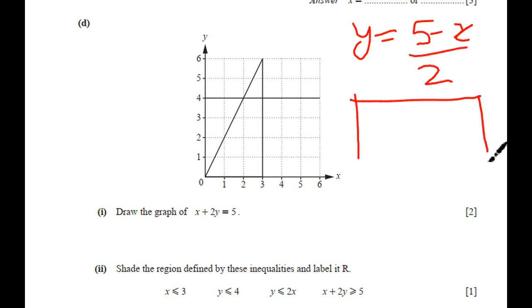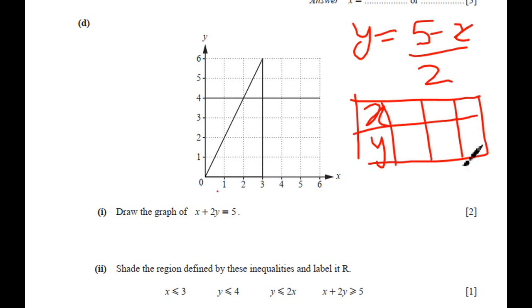Next, we need to make a table and choose certain values of x that will give us corresponding values of y. I am choosing x as 1, 3 and 5. I'll tell you why. When x is 1, y will be 4 over 2, which is 2. When x is 3, y will be 2 over 2, which is 1. When x is 5, y will be 0 over 2, which is 0.